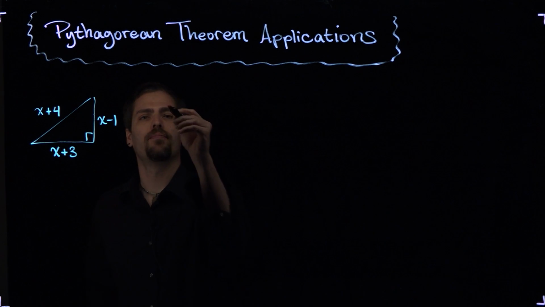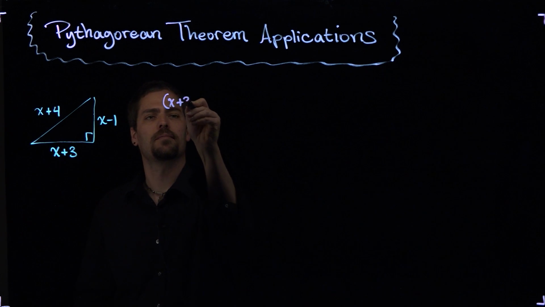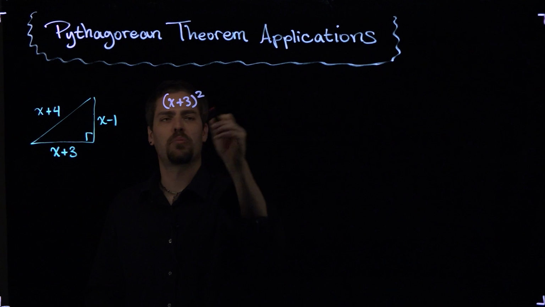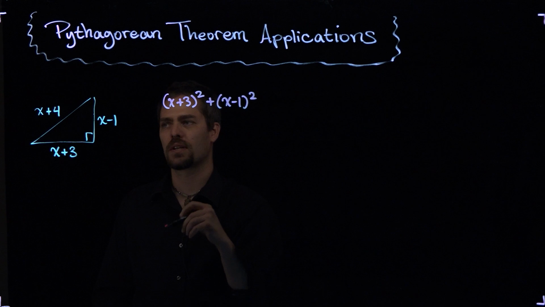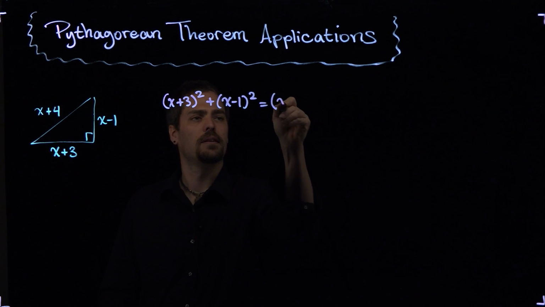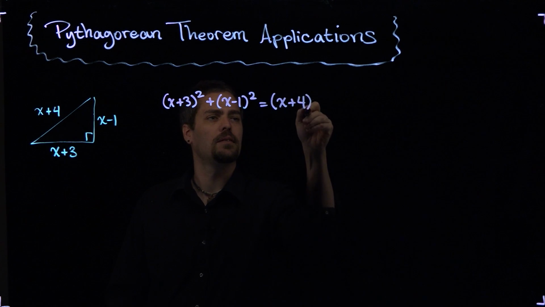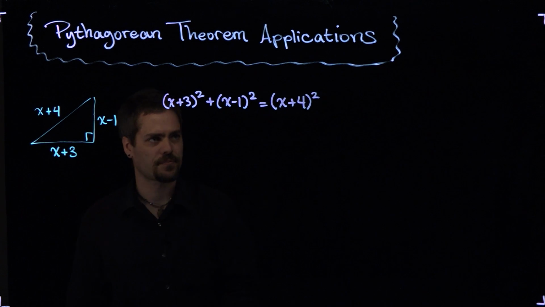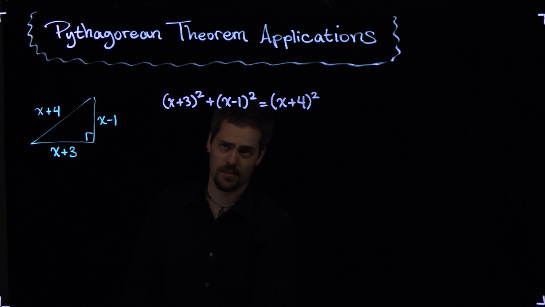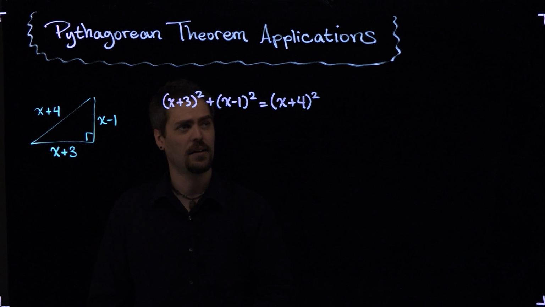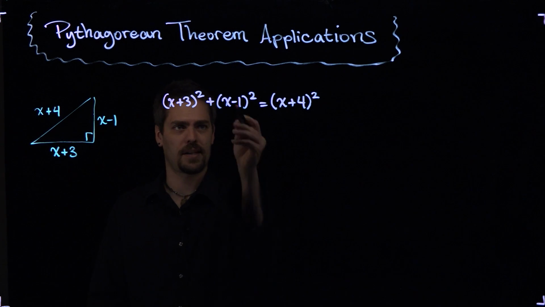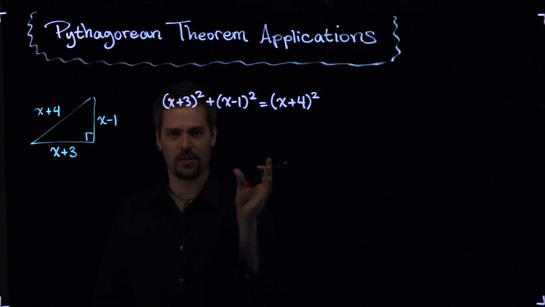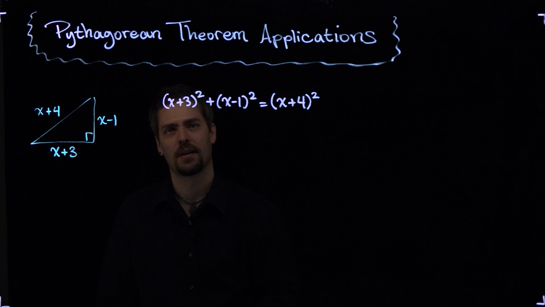So let's see. Here's my a squared plus, here's my b squared equals, there's the c quantity squared. Now to actually solve for x for this example, it's a little ugly. I might have to sort of undo a lot of things. So x plus 3, I think I'm going to have to square that. X minus 1, I think I'm going to have to square that. Let's just go ahead and square each of these binomials.